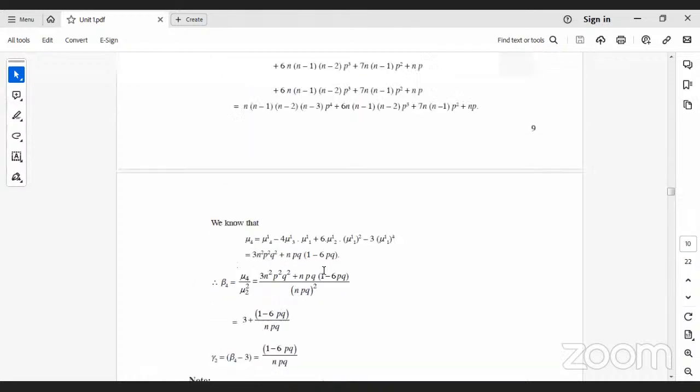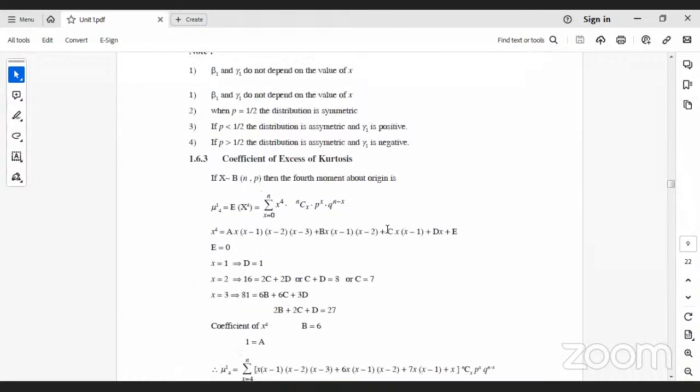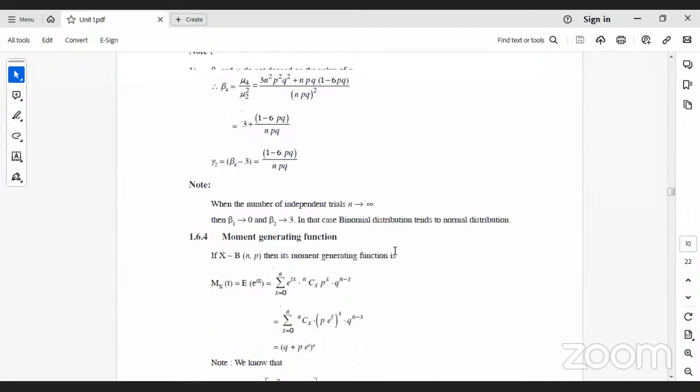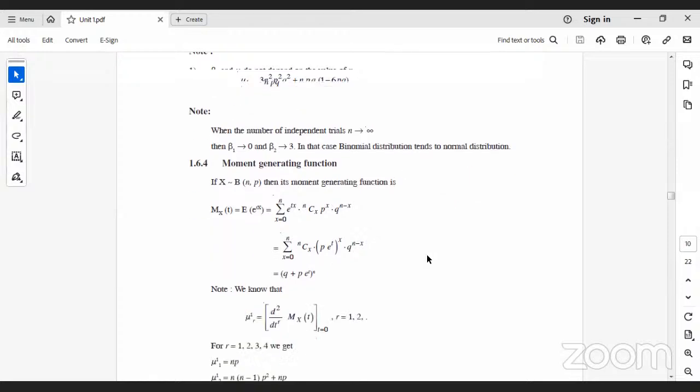This is the most important theorem that may be asked in exams, on the coefficient of excess of kurtosis. When the number of independent trials extends to infinity, beta 1 tends to 0 and beta 2 tends to 3. In the case of binomial distribution, it tends to normal distribution.